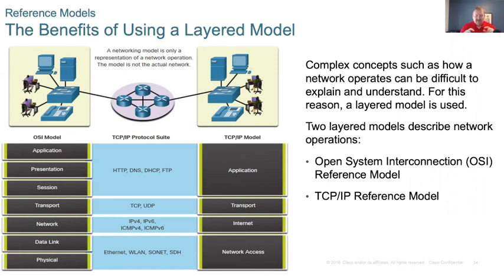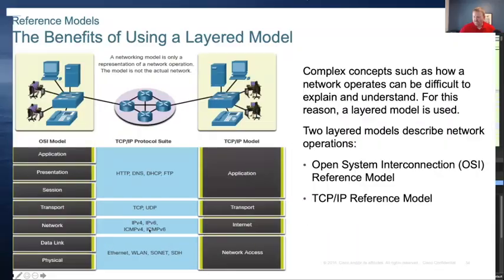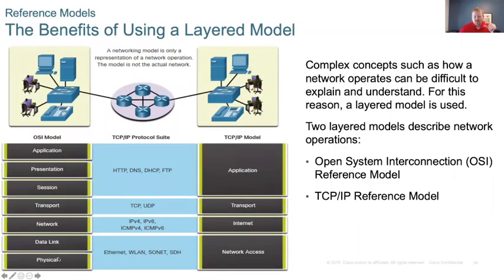And if you notice, let's look at the model here real quick. You can see here that the data link and physical layers that were in the OSI model are a single layer in the TCP/IP model. The network layer in the OSI model becomes the internet layer in the TCP/IP model. Transport is transport. And then we take all three of these, application, presentation, and session, and we jam them all into application in the TCP/IP model.